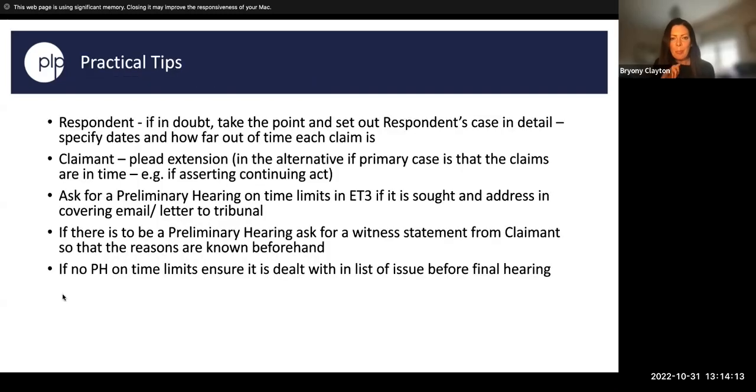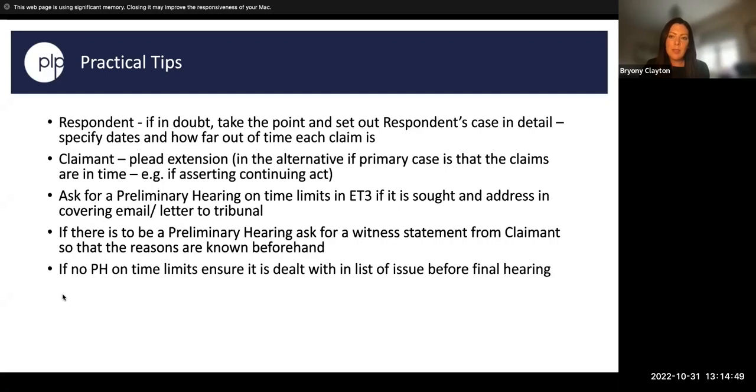Okay. Then we thought it might be quite helpful to deal with some practical tips, which no doubt many, if not all of you, already do. But if acting for the respondent, obviously take the point and set out the respondent's case. If you can be specific about the dates and how far you say each claim is out of time, then that's really helpful to get that down at the outset, particularly if an employment judge is considering on the papers whether to list a preliminary hearing on the matter.